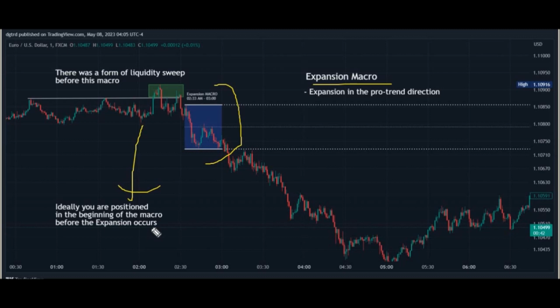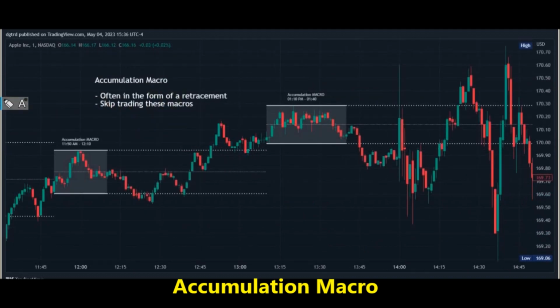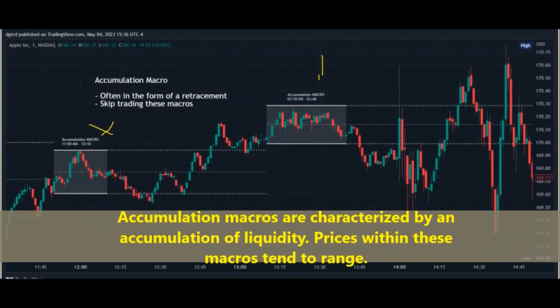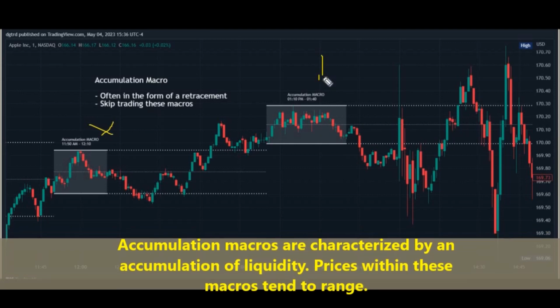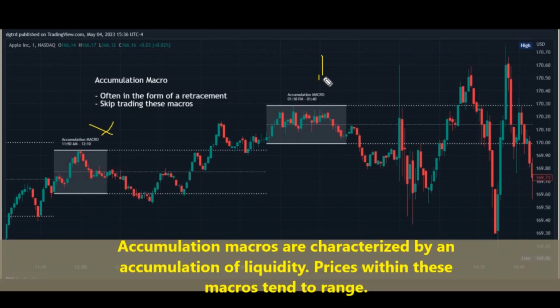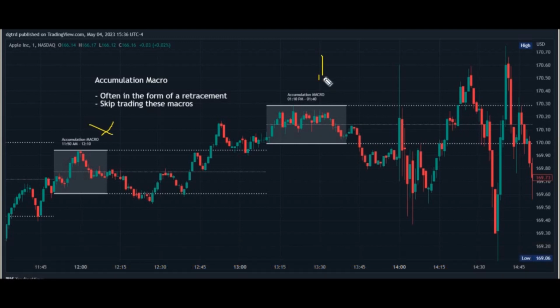That's why I have these simple charts to make you understand more about this indicator. So let's look at the last one, what we call accumulation macro. This is actually what you can really see on chart. You're supposed to understand that accumulation macros are characterized by an accumulation of liquidity. So price within these macros tends to range. When you see accumulation, you're supposed to understand that price within these macros tends to range.